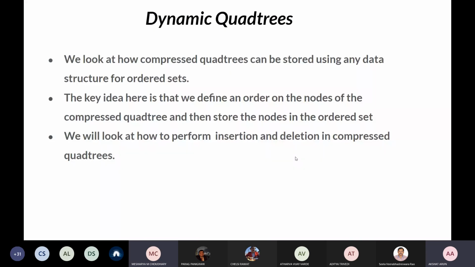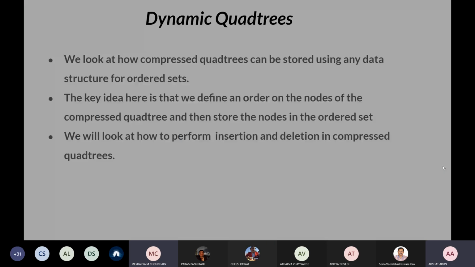Dynamic quad trees. We'll look at how compressed quad trees can be stored using any data structure for ordered sets. The key idea used here is that we define an ordering on the nodes of the compressed quad tree and then store the nodes in the ordered set in that order. We'll look at how we can perform insertion and deletion in a compressed quad tree, which allows us to have a dynamic implementation for compressed quad trees.